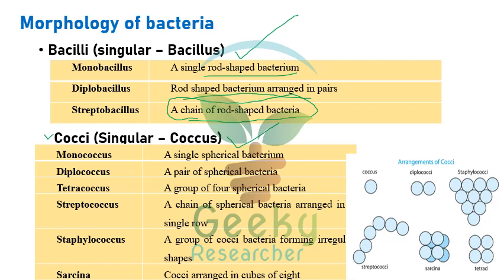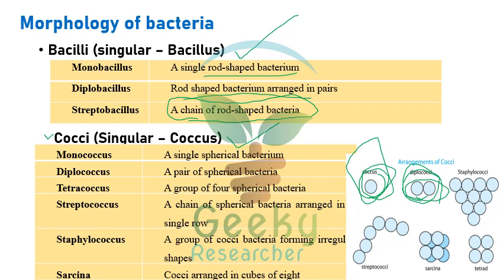If it is a monococcus, in the sense of a single bacterium, now we can see the picture here. Monococcus means a single bacterium. Diplo, or di, means two. A pair of two spherical bacteria. We can see the picture here. Diplococcus means a pair of two spherical bacteria.